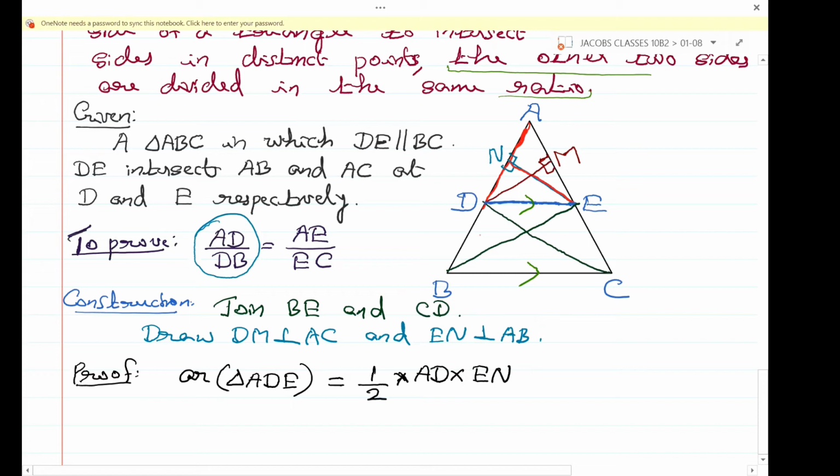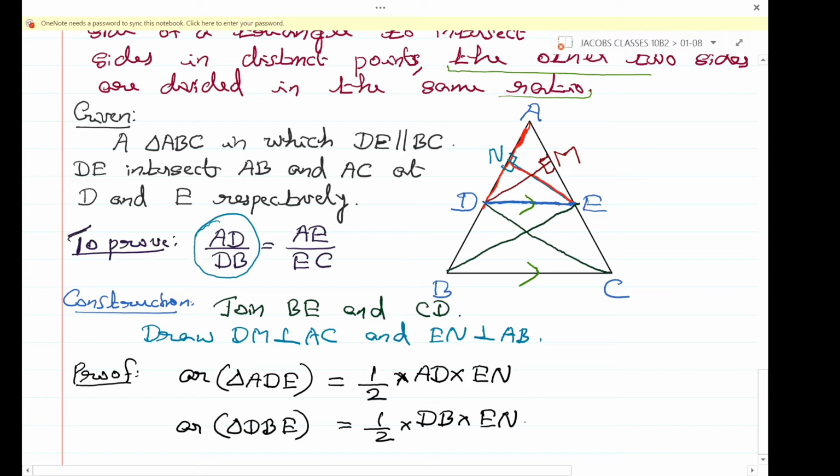Next, I am going to take the triangle with DB as the base. The triangle name is DBE. You can see the triangle DBE. So area of triangle DBE is equal to half into base into height. Here the base is DB and the height is same, it is EN.